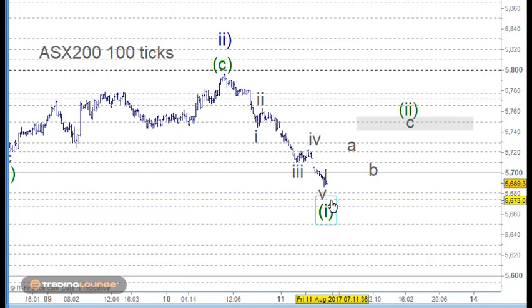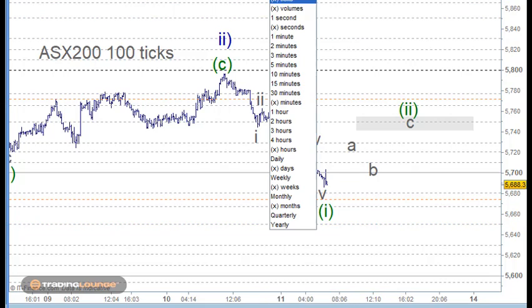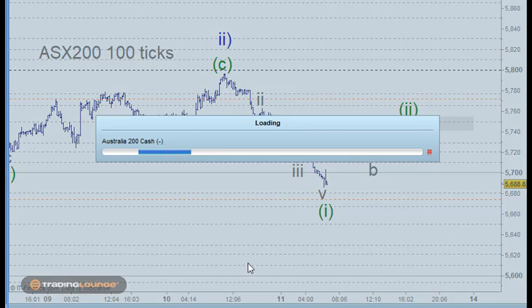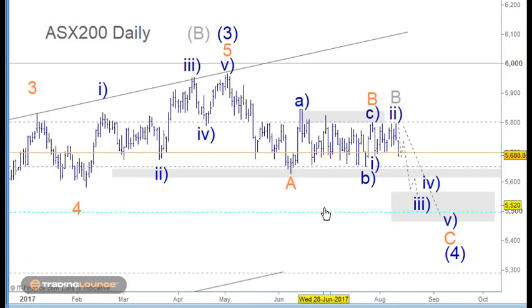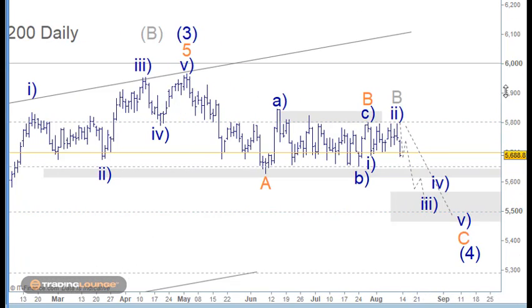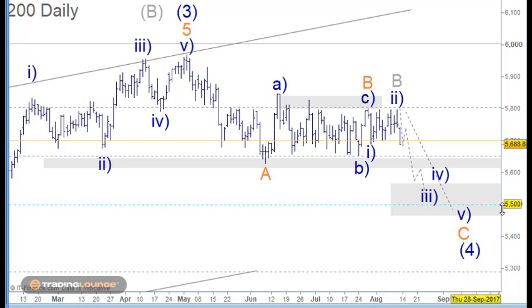So the other way that I could count this here too, as a possibility, is actually having wave 3 here, and then a little bounce here for wave 4, and then wave 5. So we end up down here somewhere. So I think one of the things is that it looks like we're going down a lot further when we think about the daily chart here, for instance. So we're looking down at 5.5 here, even possibly lower through here.